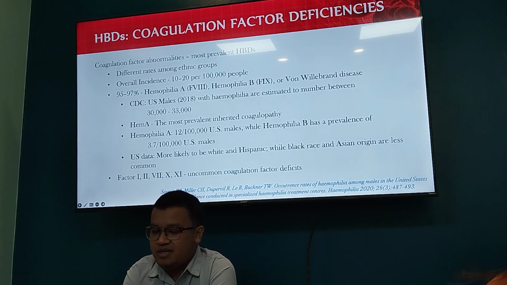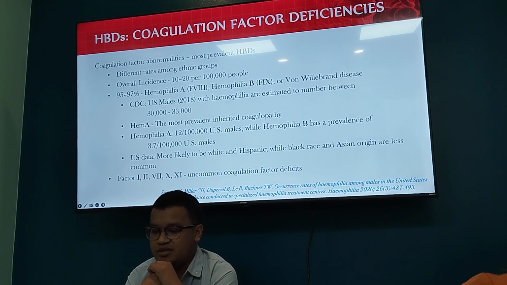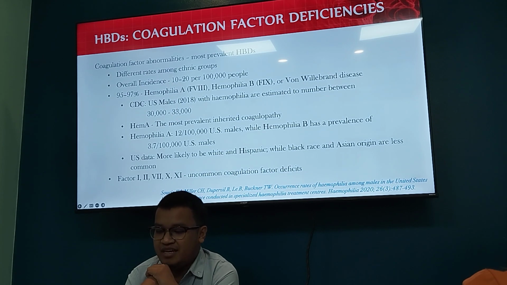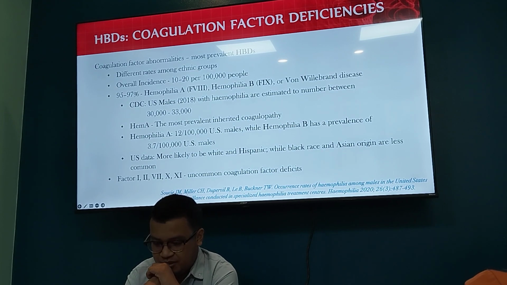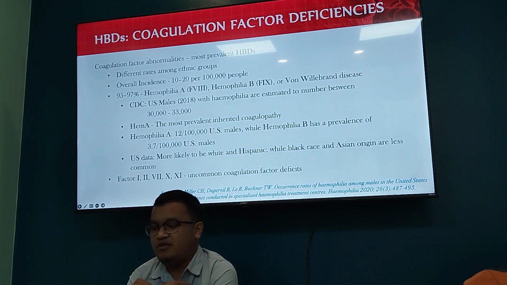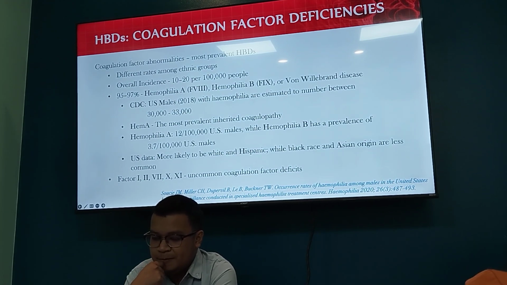According to the US CDC and the United States Hemophilia Treatment Center Network, as of 2018, males with hemophilia are estimated to number between 30 to 33,000 in the US alone. The most prevalent inherited coagulopathy is hemophilia A. Hemophilia A, or deficiency in factor VIII, has a prevalence of 12 cases per 100,000 US males, whereas hemophilia B, or deficiency in factor IX, has a frequency of 3.7 cases per 100,000 US males.